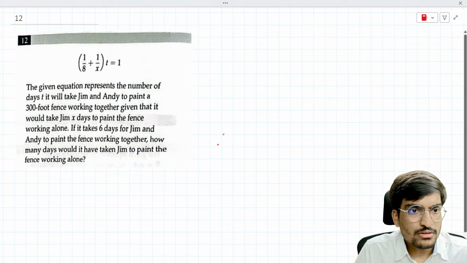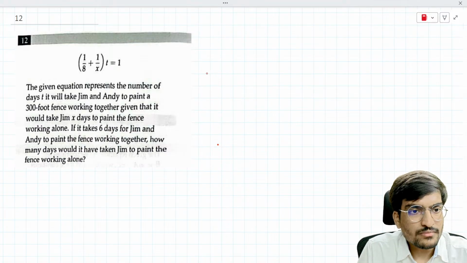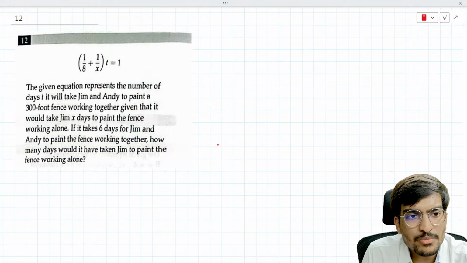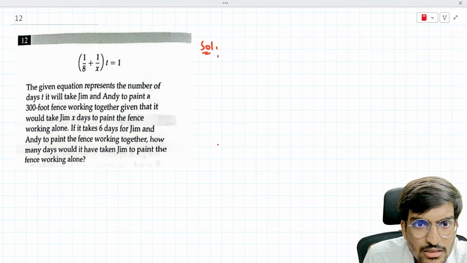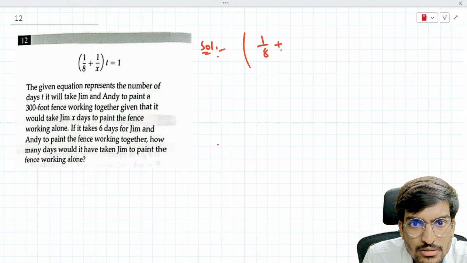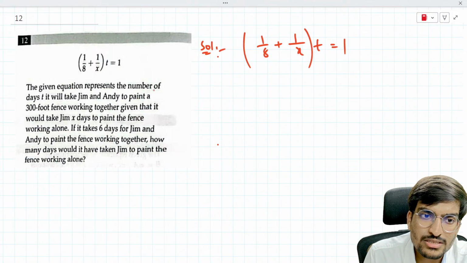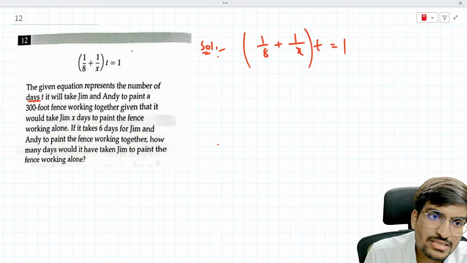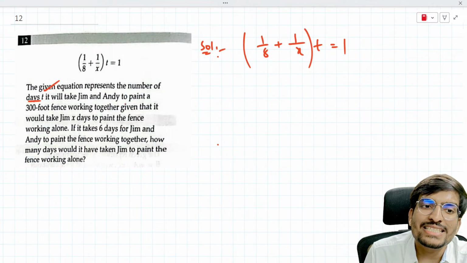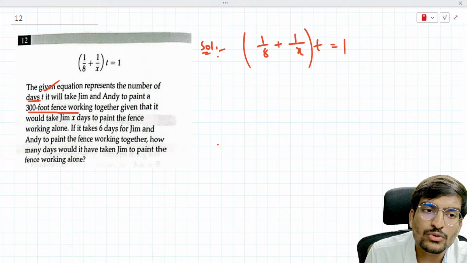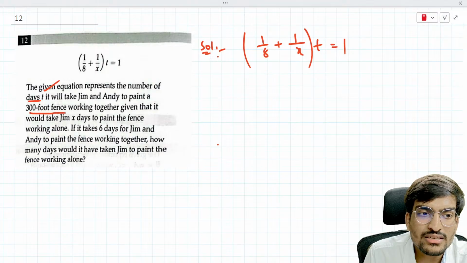Okay, question number 12. So here the given equation represents the number of days t. 1 by 8 plus 1 by x, whole times t, that equals 1. The given equation represents the number of days t. This complete equation represents the number of days t it will take Jim and Andy to paint a 300-foot fence working together. Given working together, they will paint a 300-foot fence.